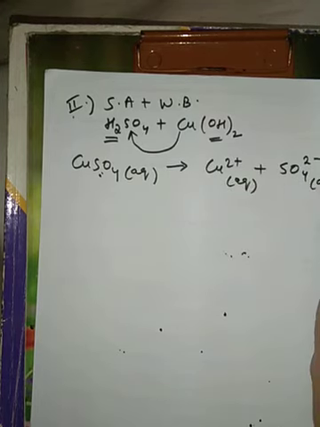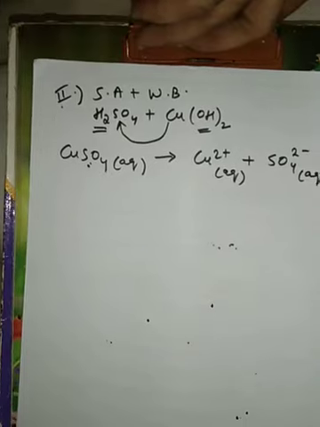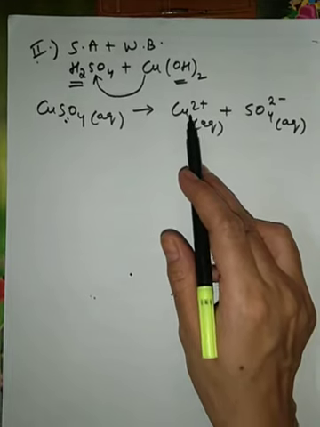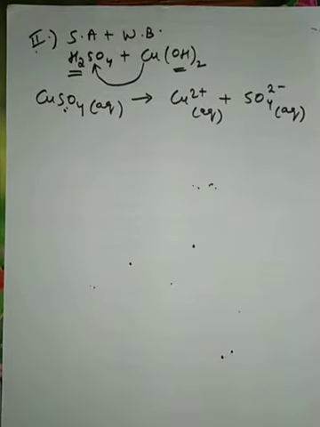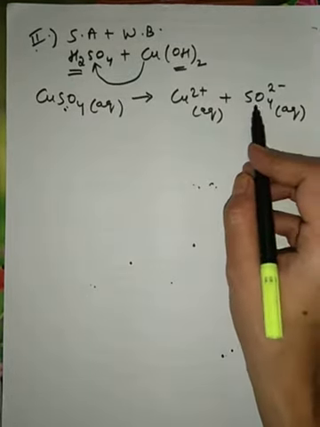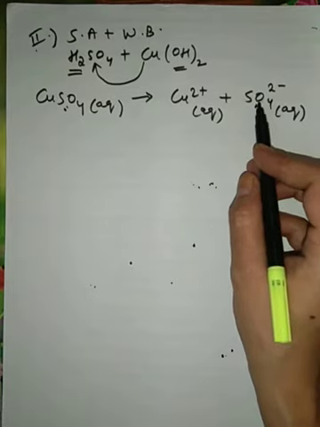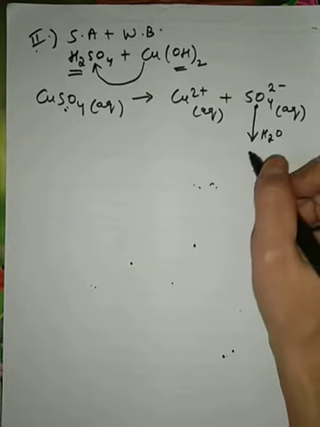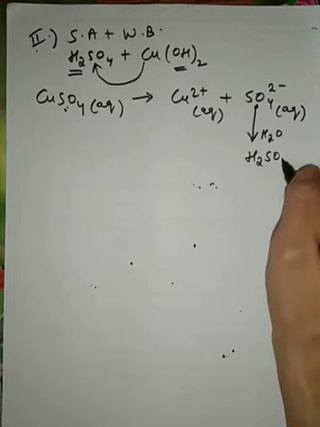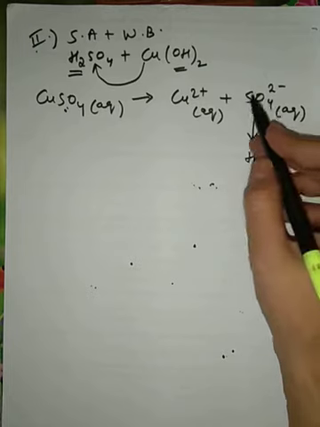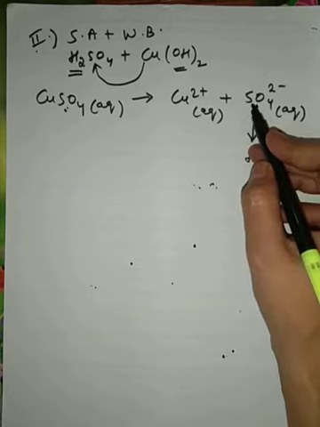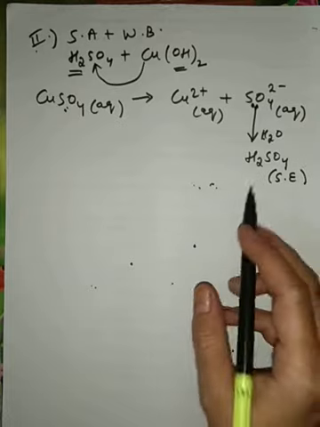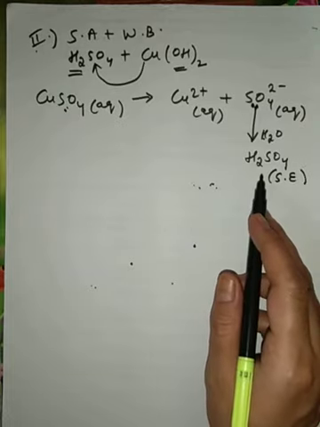Now, if these ions happen to react with water, Cu2+ should move to OH minus, and the sulfate will go to H plus from water. But this has no tendency to react with water, because the possible product will be H2SO4, as H plus combines with sulfate, opposite ions combining, and this is a strong acid, a strong electrolyte. Strong electrolyte formation is not allowed in hydrolysis.